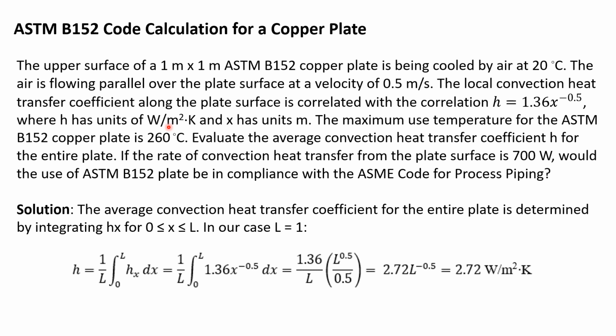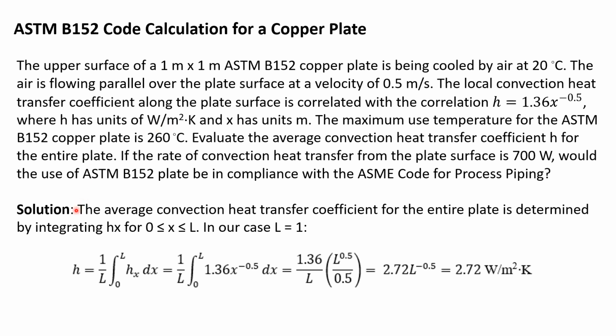We want to evaluate this situation and calculate the average convection heat transfer coefficient for the entire plate. If the rate of convection heat transfer from the plate surface is 700 watts, would the use of the ASTM B152 plate be in compliance with the ASME code for process piping?